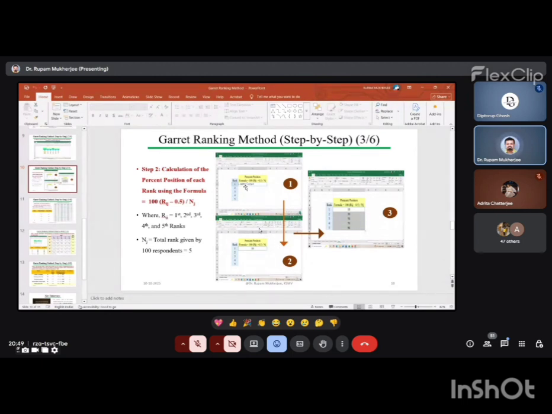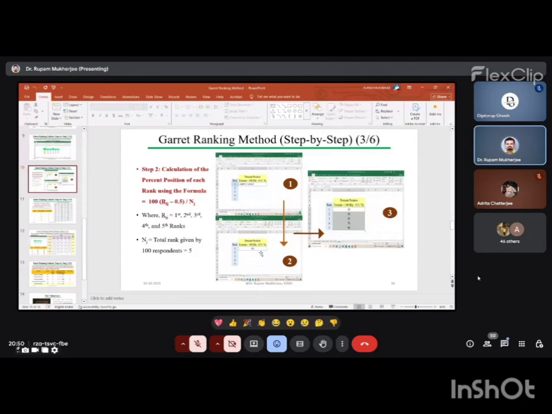What is Rij? I should select this particular cell, the rank 1 cell. This is C5, isn't it? You can see from the slide, this is C5. Rank 1 is written in this particular box. If I select this, you can see your machine will automatically take the value C5. It is marked in blue. So C5 minus 0.5 whole divided by how many ranks are there? 5. So if I write this formula and click, what will happen?